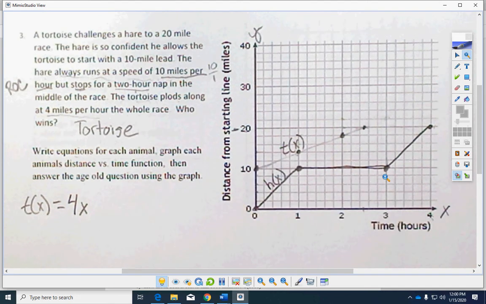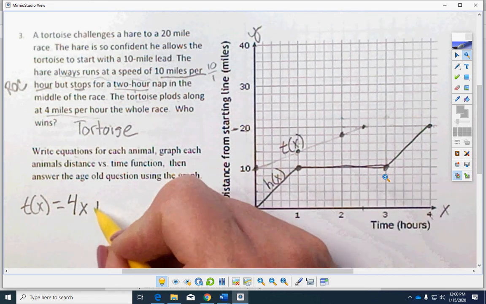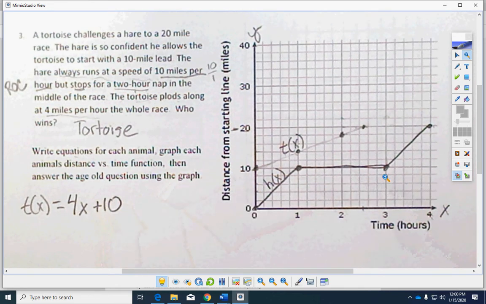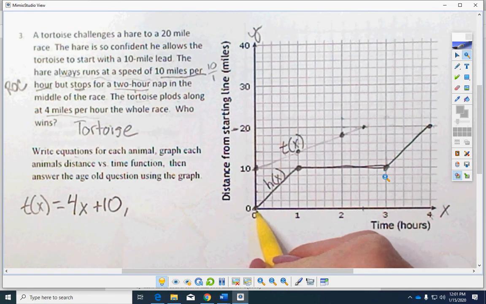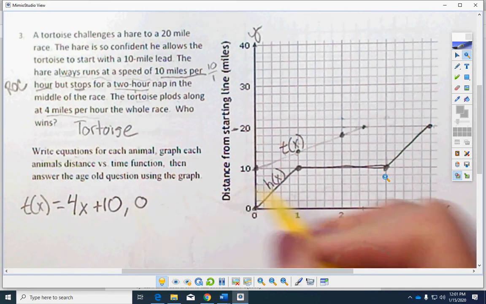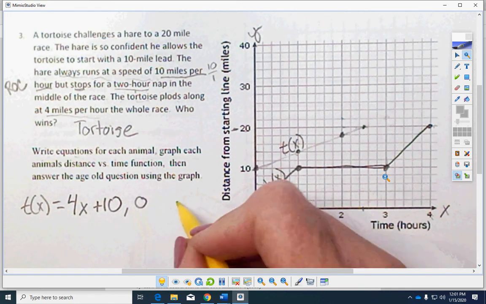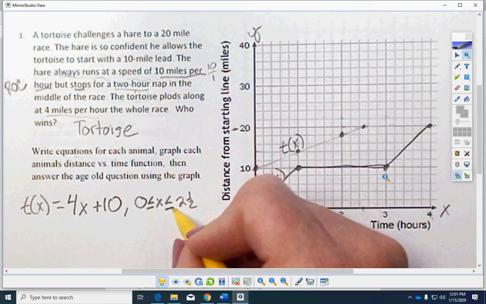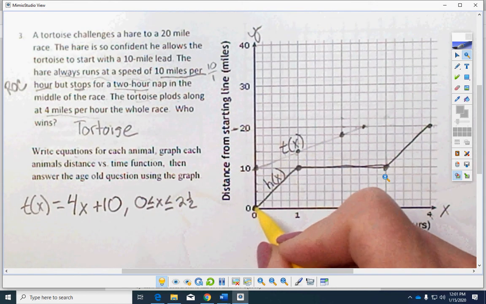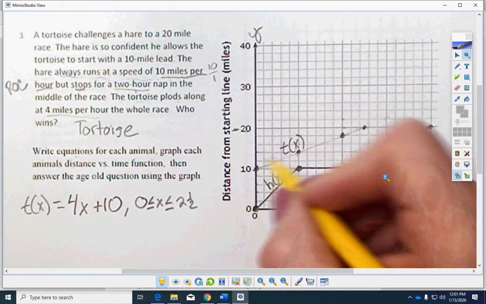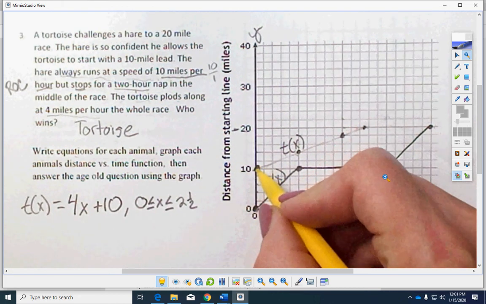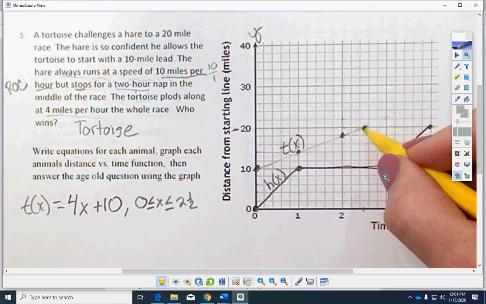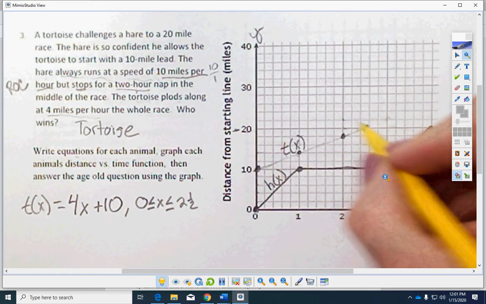We used x as the time, and he started, remember, with a 10-mile lead. This exists from when x is 0 to when x is 2.5. I would say it's equal to in both spots. At 0 time, he really is here at 10 miles. And at 2.5 time, he really is here at the 20-mile mark.